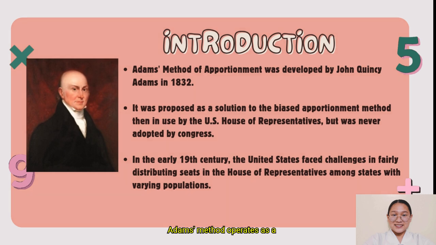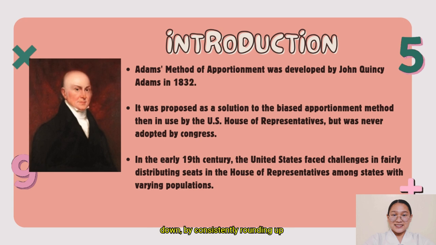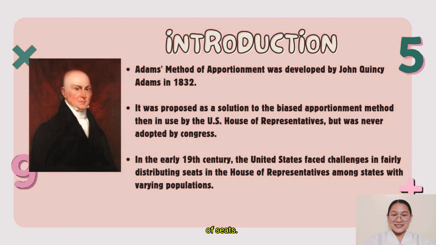Adams' method operates as a divisor method with rounding up, ensuring that any fractional quota, regardless of size, is rounded to the next whole number. This approach contrasts with Jefferson's method, which always rounds down. By consistently rounding up, Adams' method aimed to prevent underrepresentation of smaller states, promoting a more equitable distribution of seats.